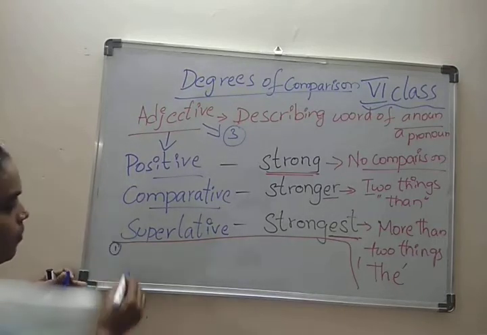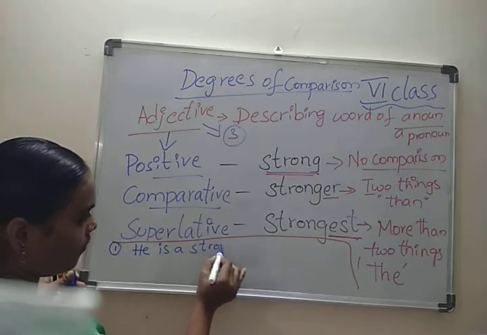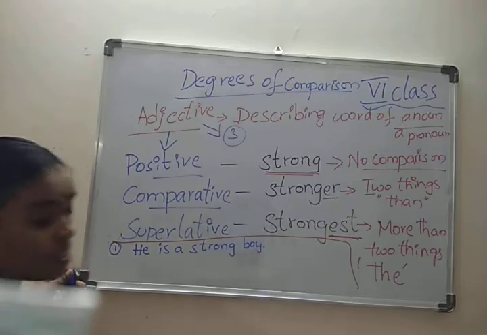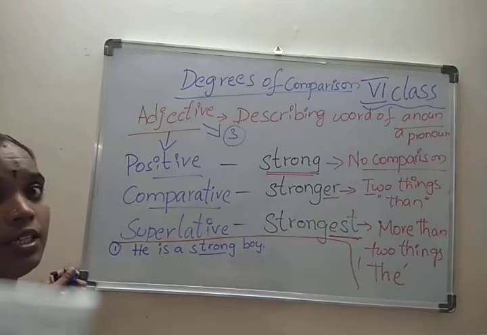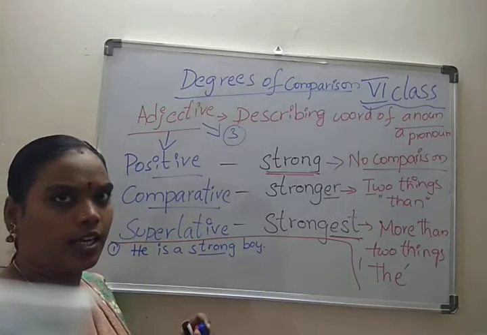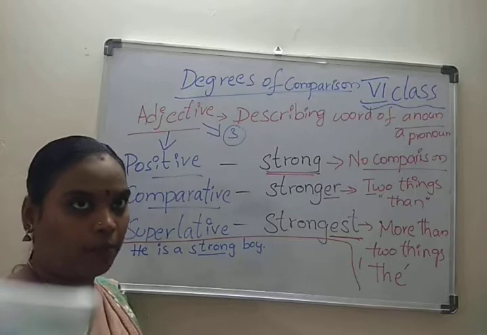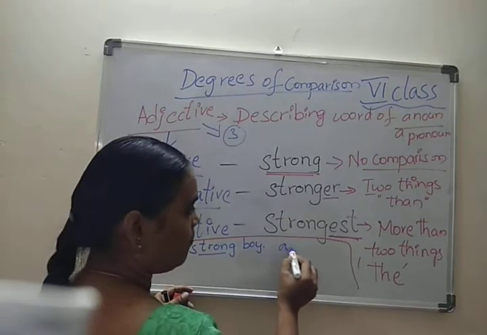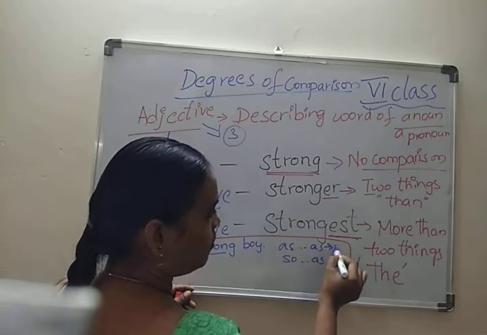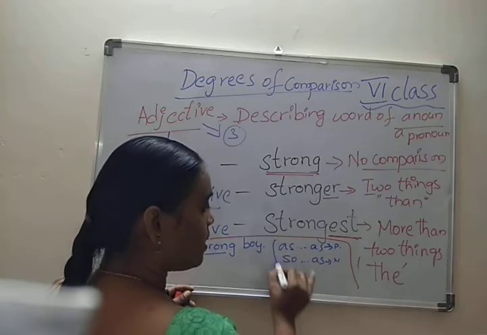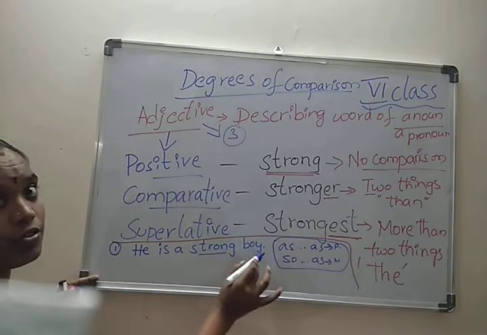First sentence, in the positive: He is a strong boy. Positive. No comparison. But when we want to compare, we can use some phrases, that is as...as or so...as. This is in the positive, and you can also say it in the negative, but the sentence meaning is the same. See how we are using the phrases.